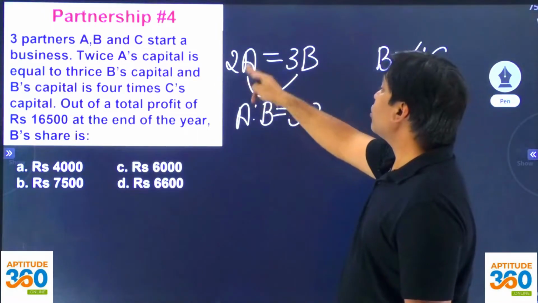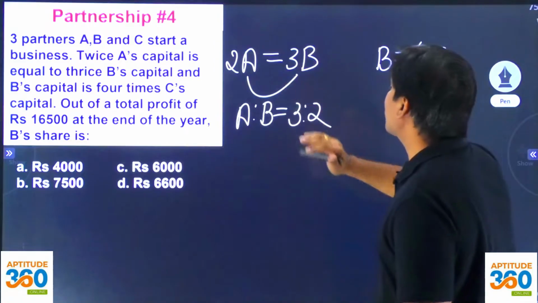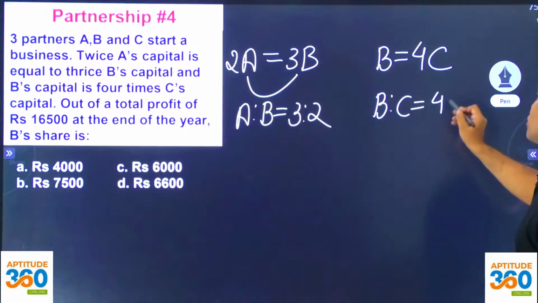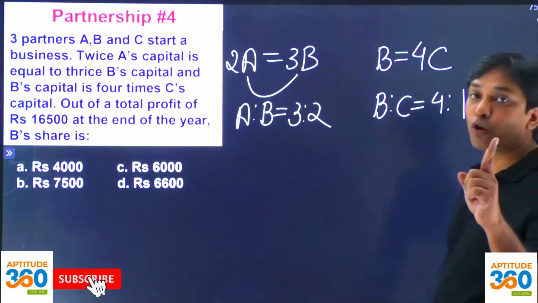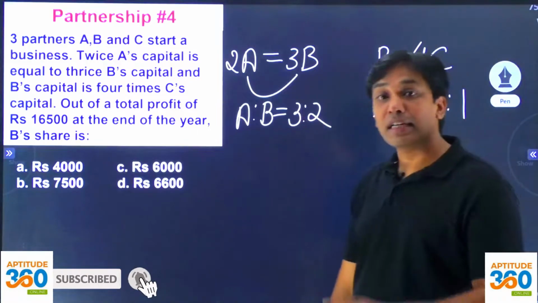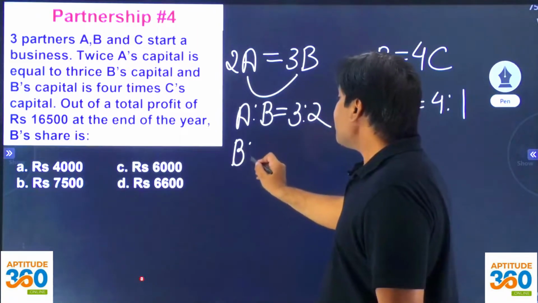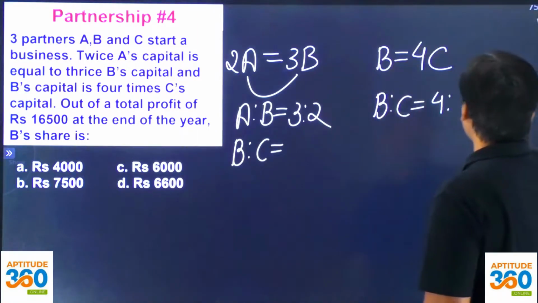B इधर आएगा और 2 इधर जाएगा, तो this is going to be 3:2, and B is to C you can write as 4:1. गलती से भी 1:4 नहीं लिखना है, गलती से भी 2:3 नहीं लिखना है. अगर ऐसा किया तो प्रॉब्लम गलत हो जाएगा वहीं पे. Now can we find out B is to C from here?